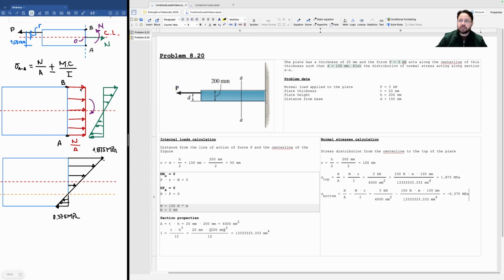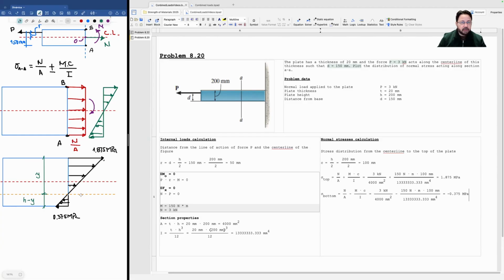So one way to do it would be to say, okay, from this point to this point, I'm going to call it Y. Which means that this part here is going to be the whole height of the plate minus that Y. That is, H minus Y.